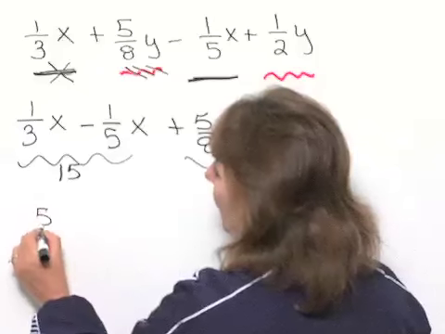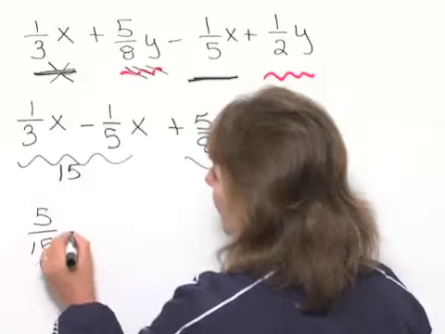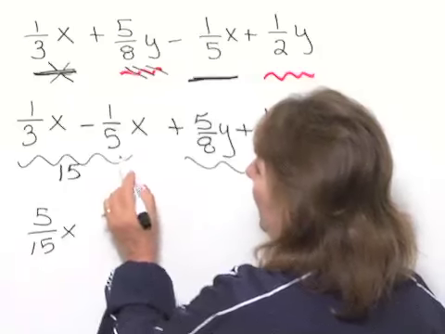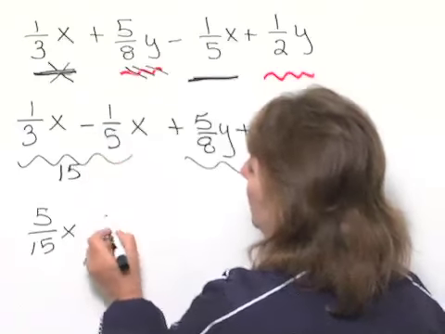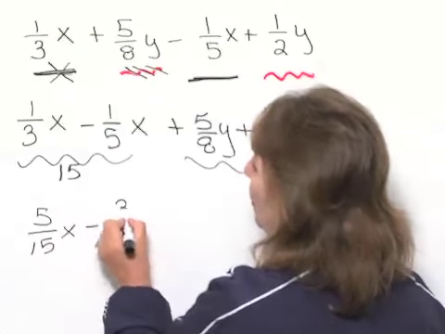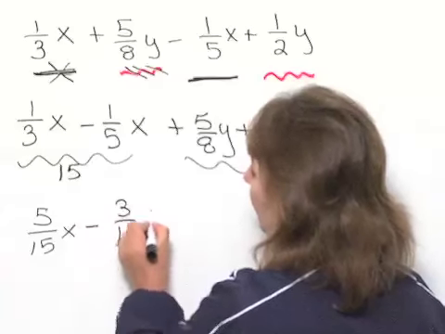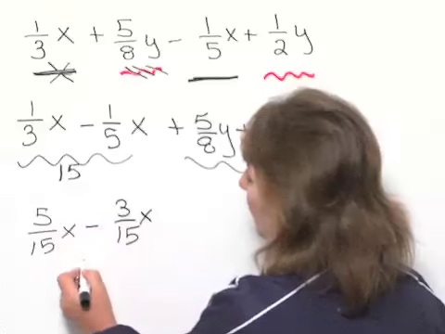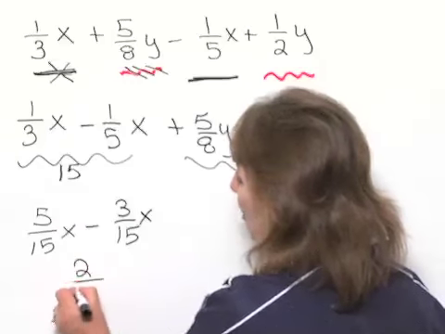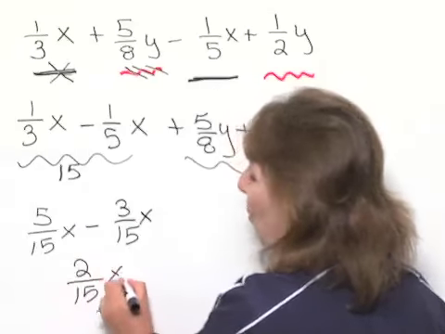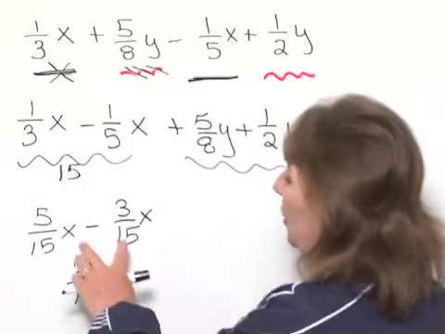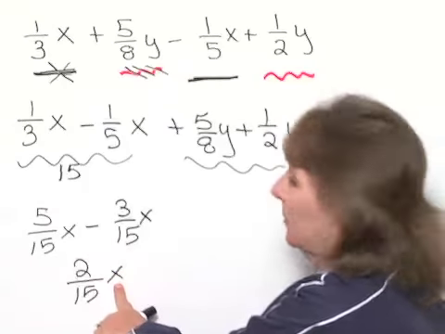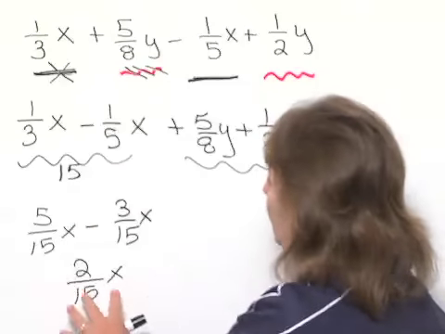So we end up with 5/15 x. Now 1/5 x, we have to multiply the denominator by 3 and the numerator by 3. So we have minus 3/15 x. 5/15 subtract 3/15 is 2/15 x. When you're combining like terms, you subtract the coefficients and then you write the variable next to it. So we're done with this subtraction.